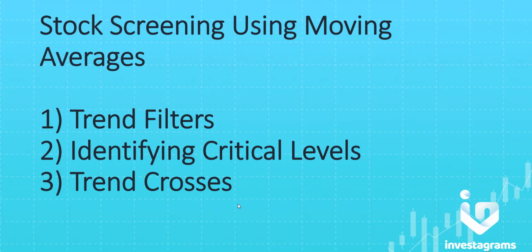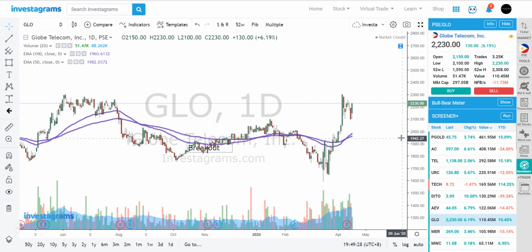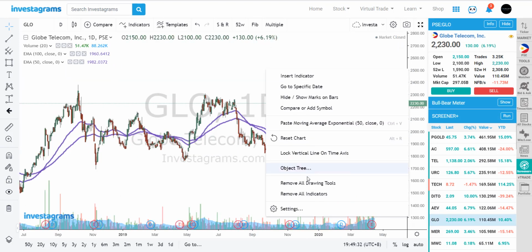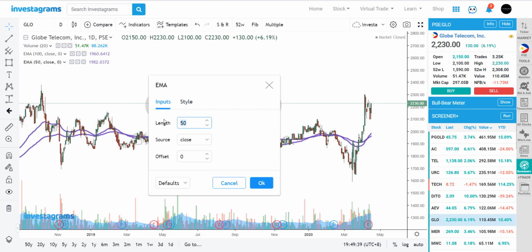So we're going to use our screening tool, the Investa Screener, so that we can identify how to look at critical structures or price levels in the stocks that we analyze in just a few clicks. Okay, so let's begin. I'm just going to set up our two main indicators to identify critical price levels in the market.